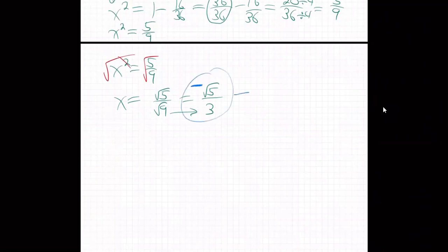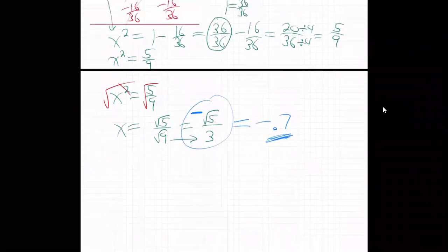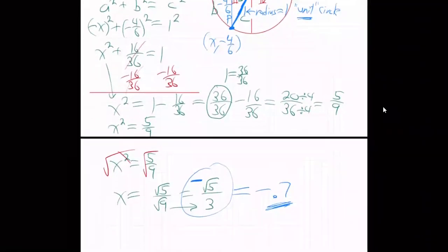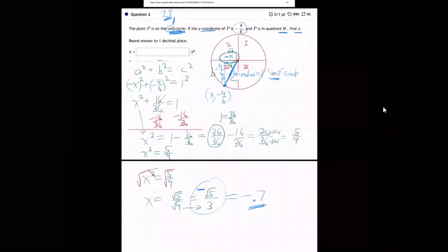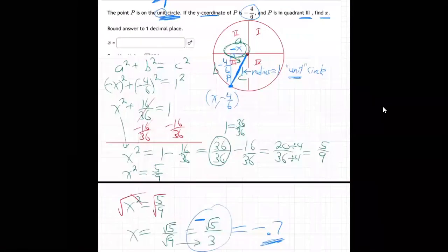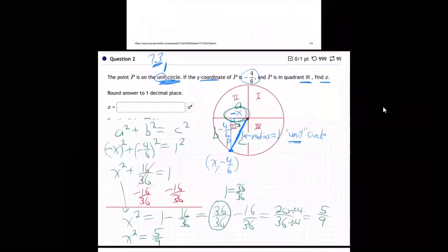Negative root 5 over 3. If you want to hit the buttons on your calculator, you can get a decimal. That'll be second square root of 5 divided by 3. I'm getting 0.7. To one place it's 0.7, so that'll be negative 0.7. So there it is. It's all about setting up the unit circle as a Pythagorean theorem.